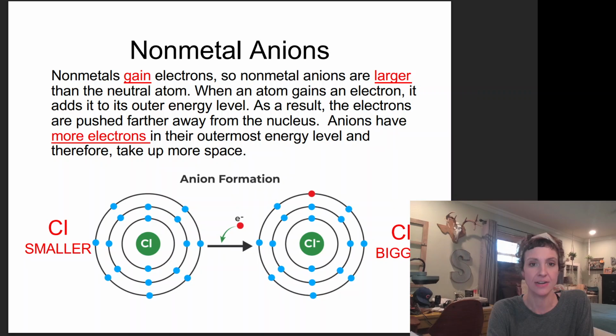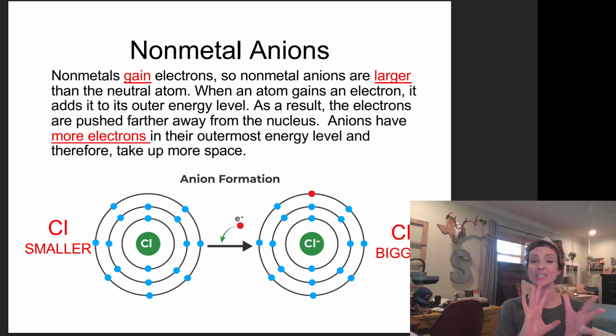Very cute, very fun. Okay, now let's talk about nonmetal anions. Nonmetals, we know, gain electrons. So nonmetal anions are larger than the neutral atom. When an atom gains an electron, it adds it to its outer energy level, and as a result, the electrons are pushed farther away from the nucleus. Anions have more electrons in their outermost energy level and therefore take up more space.